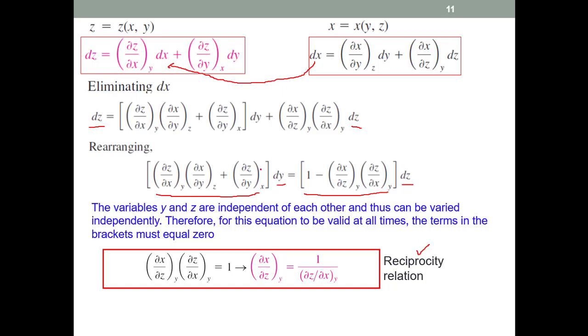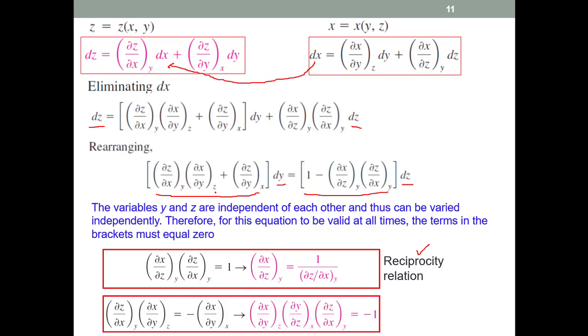Again, if we simplify the left hand side, this plus sign goes to the right side, then it will be minus partial x by partial y. If we divide both sides by this one, we'll get minus 1. So partial x by partial y, partial y by partial z, partial z by partial x is equal to minus 1. That relationship is called the cyclic relation.